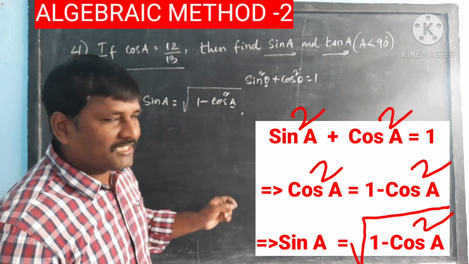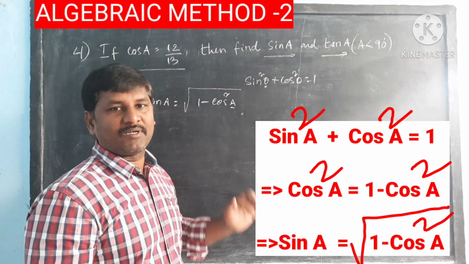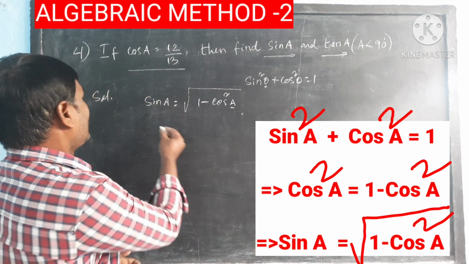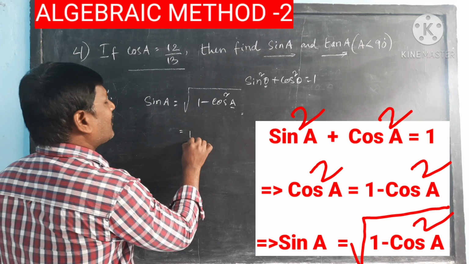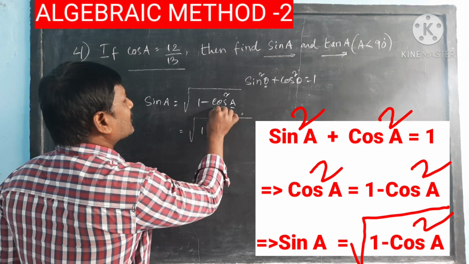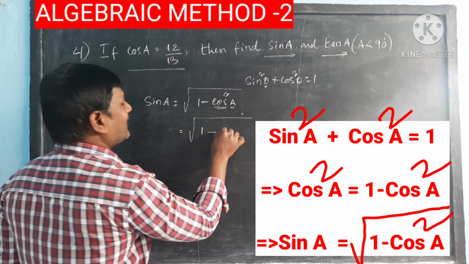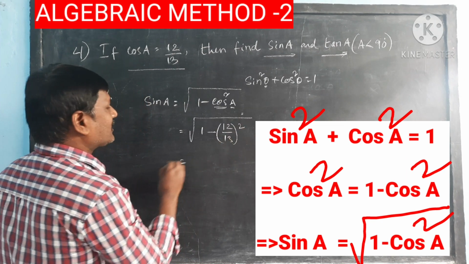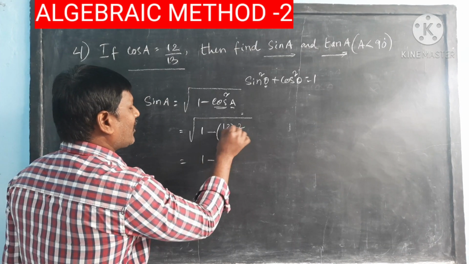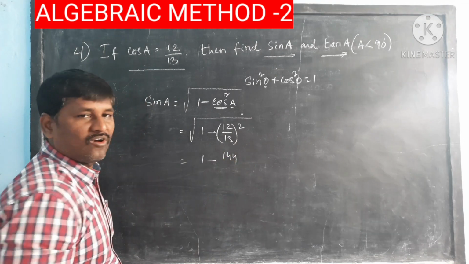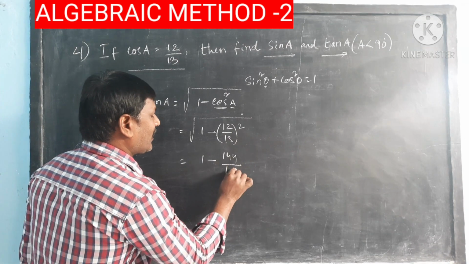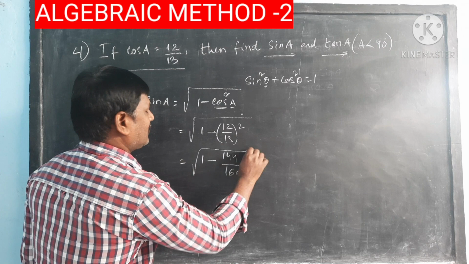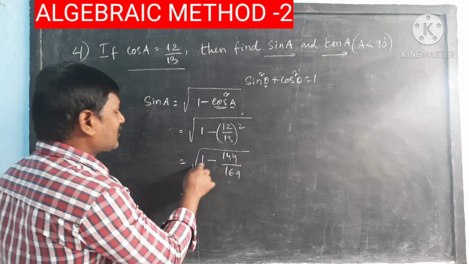So already I have discussed this same matter in the previous class. Now let us substitute the value under root 1 minus cos square A, which is given in the question, that is (12/13) whole square. Now we can solve it. 1 minus 12 square, you can write 144. Now 13 square, you can write 169, under root. Now this can be solved.